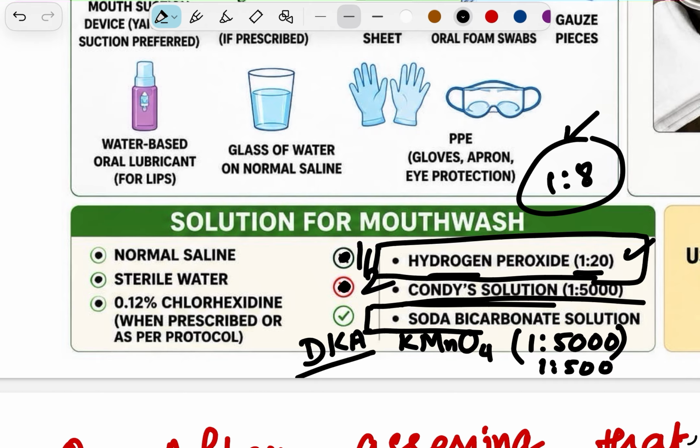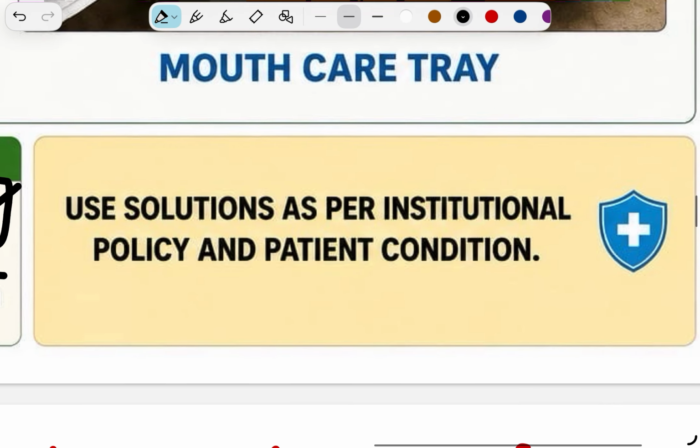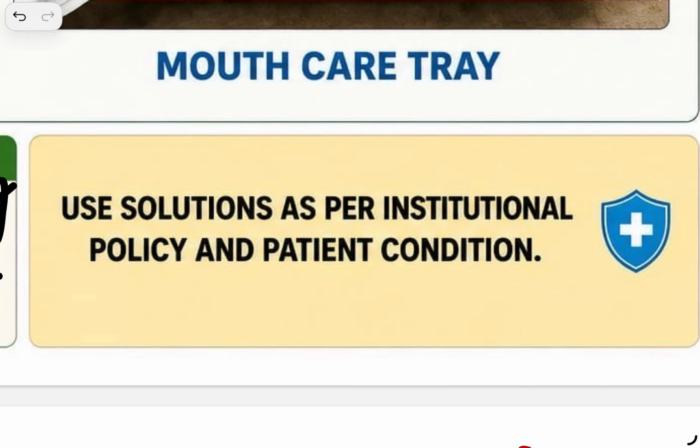Now we have understood the solutions that we can use for the unconscious patient. According to different institutions, like Siddhartha, Sridev, and some other institutions like Bangalore hospitals, the use of solutions is different. Some of them use hydrogen peroxide, some of them use KMnO4. According to their policy they will use it. Clear? Are you understanding? Okay.